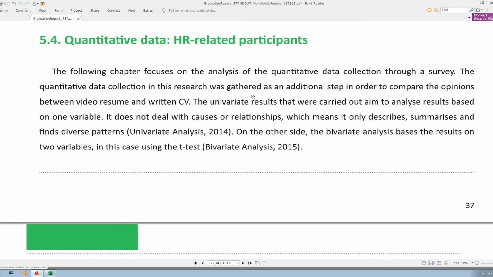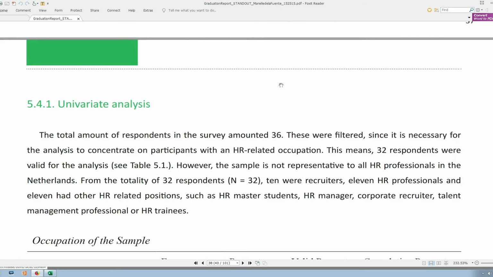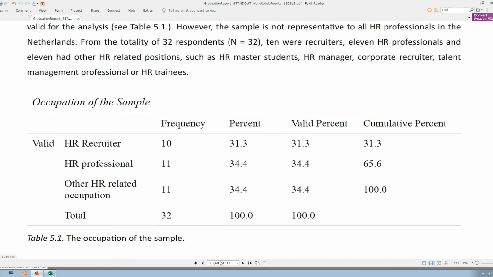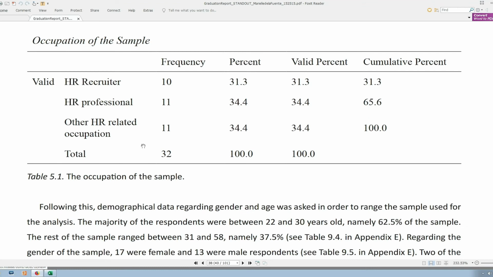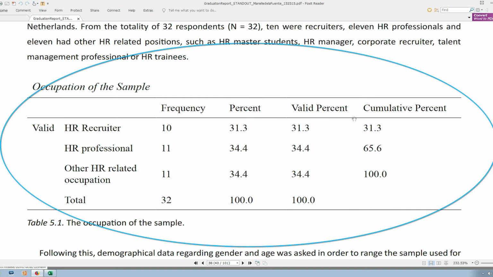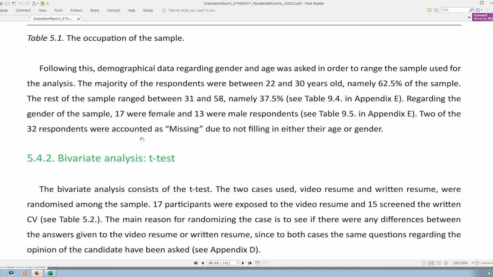So in this case we look at the quantitative data, and the first thing she does is the univariate analysis. It gives me a nice insight in who participated in this research. She included a table, table 5.1, with a title. After the univariate analysis, you continue with the bivariate analysis, the answer to the research question. Here she compared the two situations, 17 participants in one situation, 15 in the other situation.